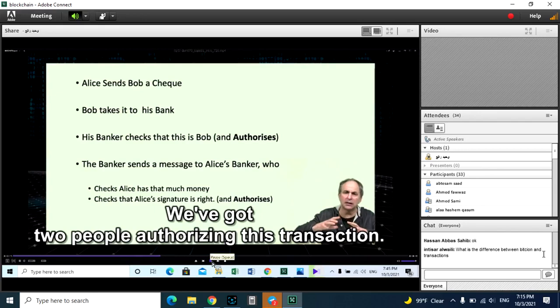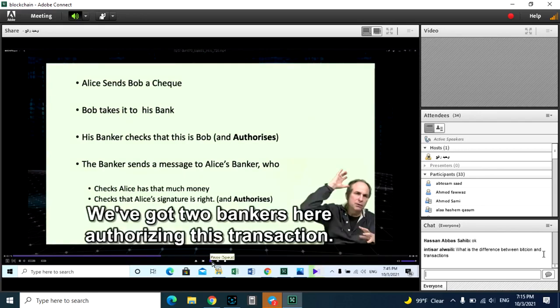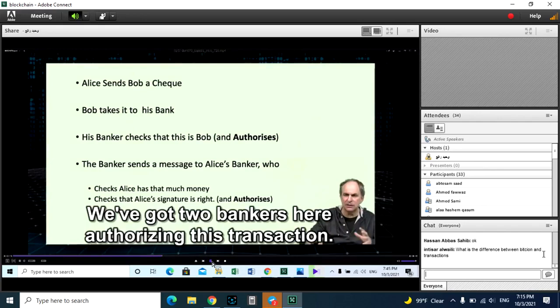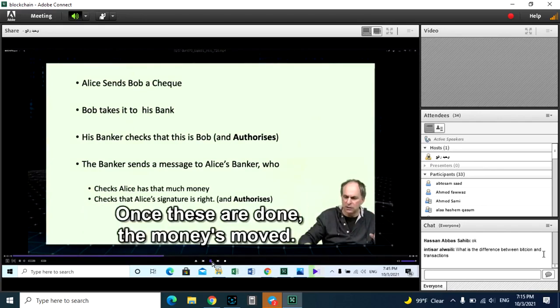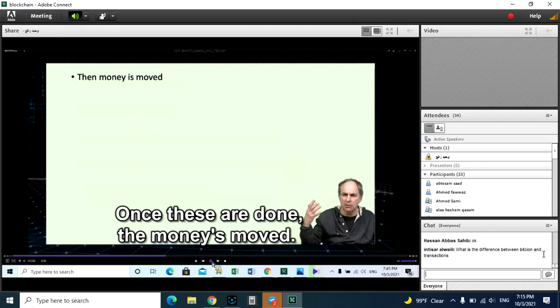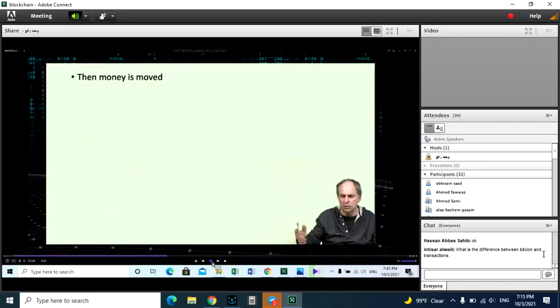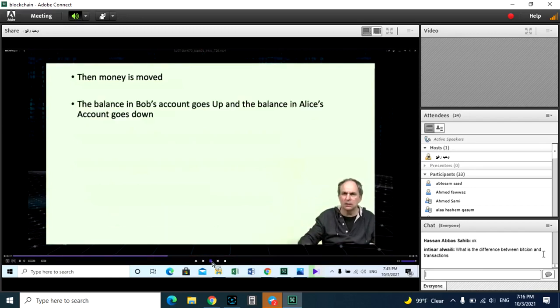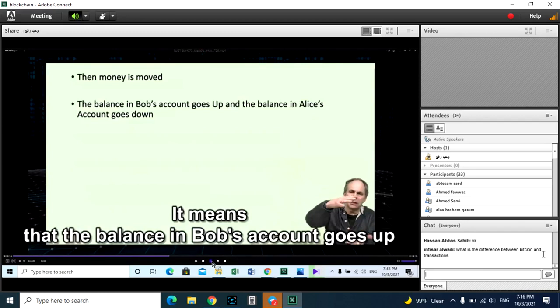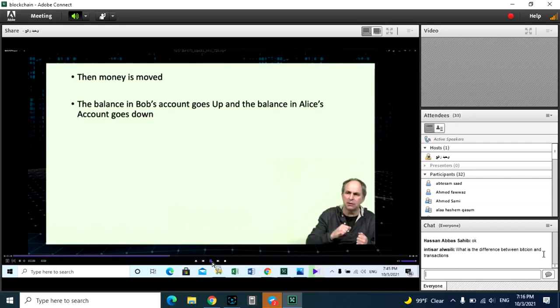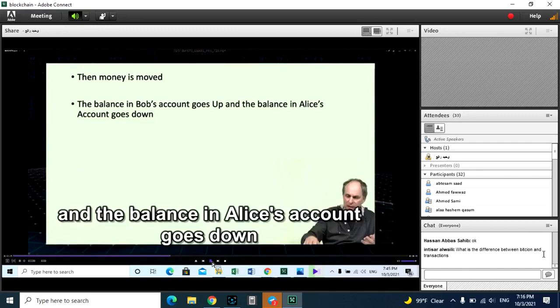Please, let's continue. I think in this transaction, we've got two bankers authorizing it. Once these are done, the money's moved. What does that mean? It means that the balance in Bob's account goes up and the balance in Alice's account goes down, because the bankers now trust Bob and Alice.